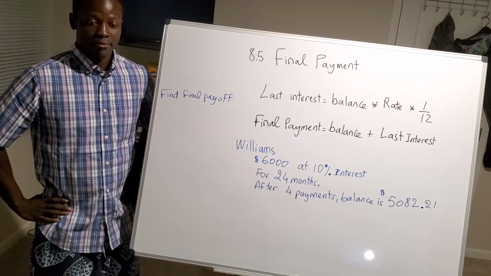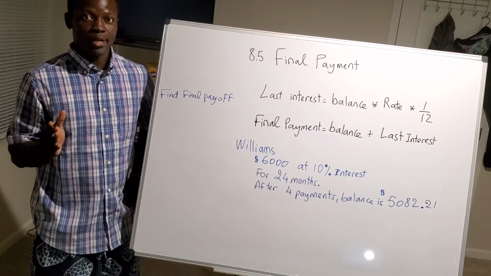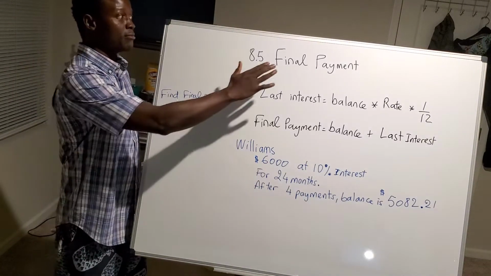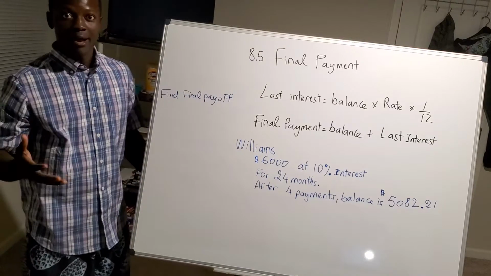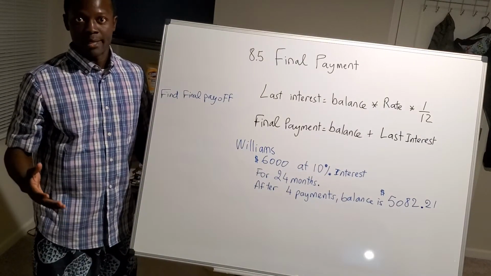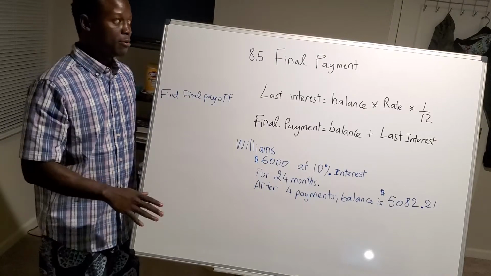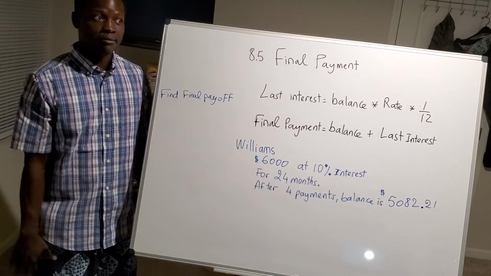Like I said, we're going back, right? We were in section 8.6. Now we are on section 8.5. So we are working on the final payment now. If you have a loan, any loan, you make payments for 5 months, 6 months, and then all of a sudden you decide you want to pay it off. This is the formula you would need to use.